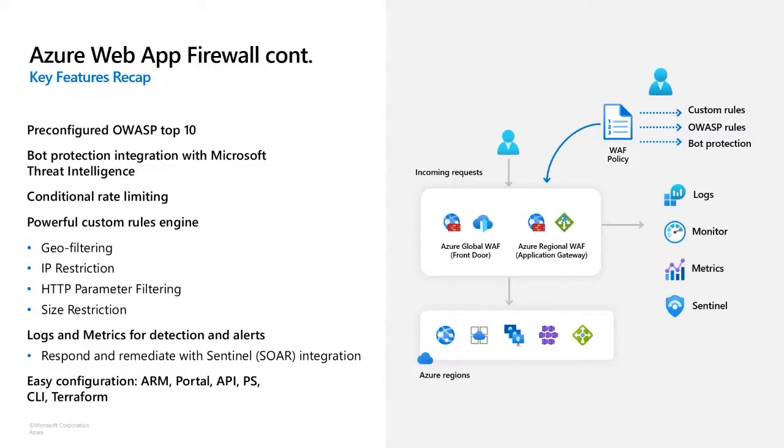Azure WAF is equipped with pre-configured rules to guard against the OWASP top 10 threats, providing a solid foundation for web application security. The integration with Microsoft Threat Intelligence enhances bot protection, leveraging global insights to block malicious automated threats. Conditional rate limiting at the Azure Network Edge helps manage traffic flow, preventing overload and ensuring service availability. The powerful custom rules engine allows for tailored security measures, while geo-filtering and IP restriction capabilities add an extra layer of control. HTTP parameter and size restriction features further refine the protection, ensuring only legitimate requests are processed.